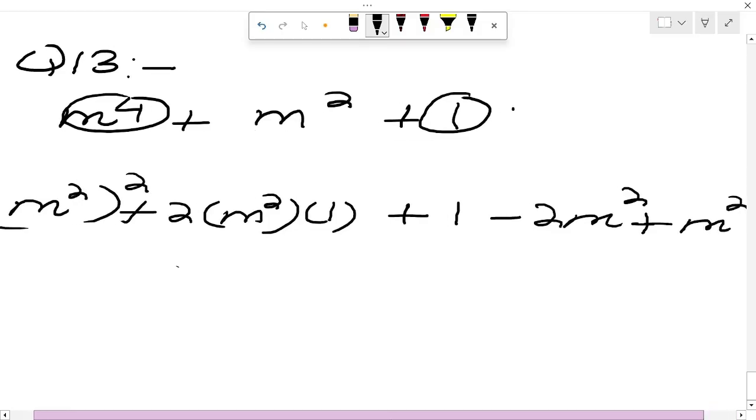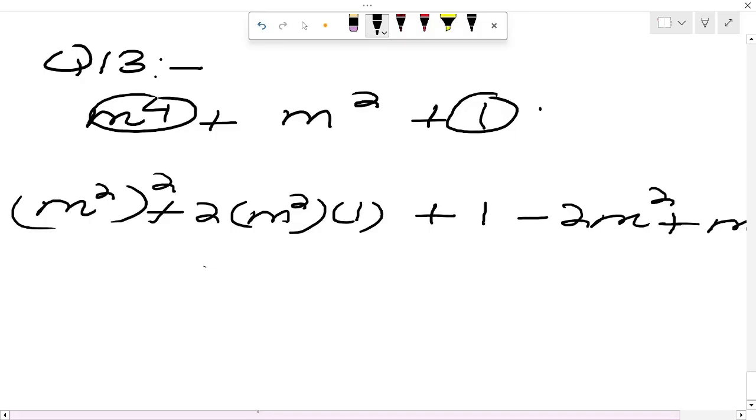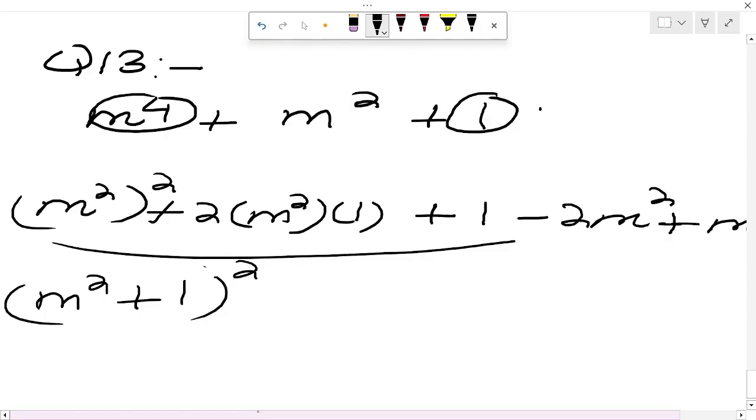Okay, so I've written this as it is. Now what do I need to do next? As you can see, this is our first part, this is our second part. We need to write this into a plus b whole square form. So this will be m square plus 1 whole square. So this is done. We do not need to write this.